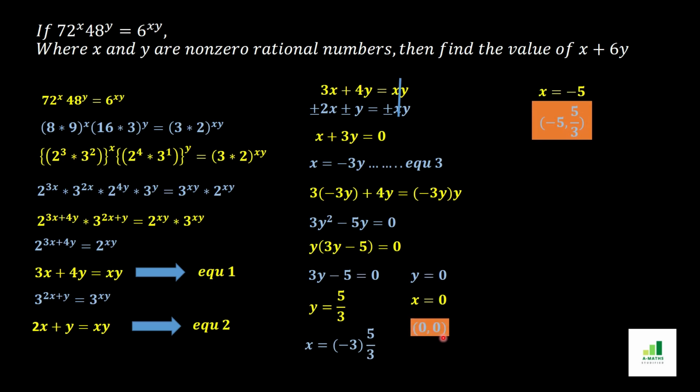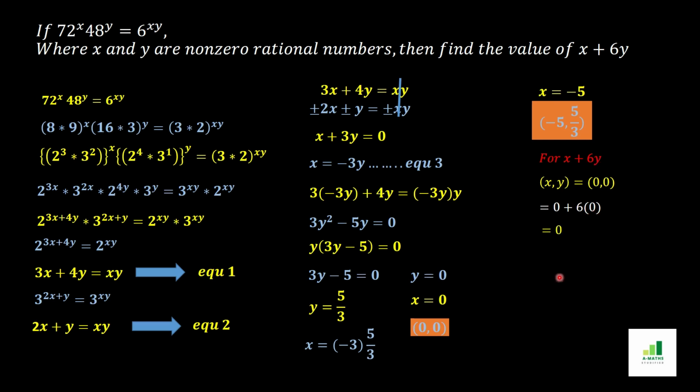Now one by one I put the values of x and y inside this expression and get its value. For x plus 6y, first I put the x and y values 0 comma 0 inside the expression x plus 6y. When we replace both values with 0 inside this expression, we get the value of the expression as 0.